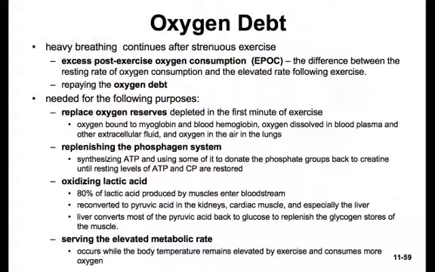Also, we'll be replenishing the phosphagen system. We're synthesizing ATP and using some of it to donate phosphate groups back to creatine, until the resting levels of ATP and creatine phosphate have been restored. 80% of the lactic acid produced by muscles enters the bloodstream. It needs to be reconverted into pyruvic acid in the kidneys, the cardiac muscle, and in the liver. So we need to oxidize this lactic acid. Liver converts most of the pyruvic acid back into glucose to replenish the glycogen stores of the muscles.